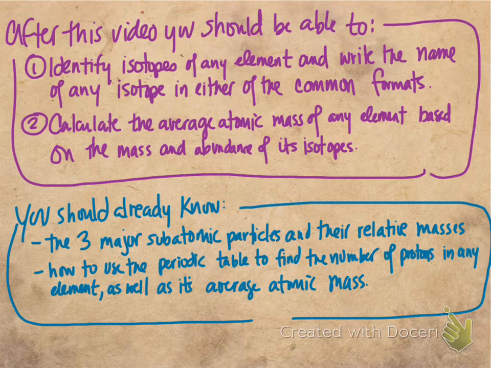What you need to know before you start this video is the three major subatomic particles and their relative masses, as well as how to use the periodic table to find the number of protons in any element, and how to use the periodic table to find the average atomic mass of an element. But I think you have that, so let's get moving.